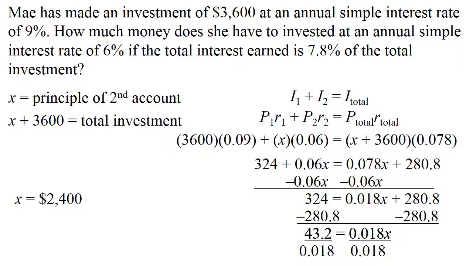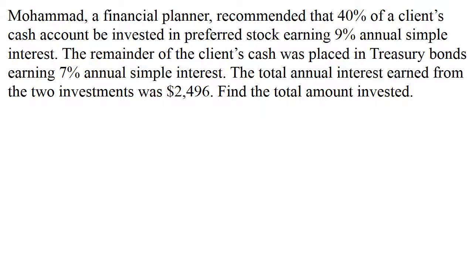And we're asked how much did she invest at an annual simple interest rate of 6%. That's the second account. That's this number. So there's the solution. They didn't ask how much total invested. That would have been, what, 6,000? But they didn't ask us for that. So you don't have to necessarily find it. If you found it, that would be fine. But we wanted to know this 2,400 value.